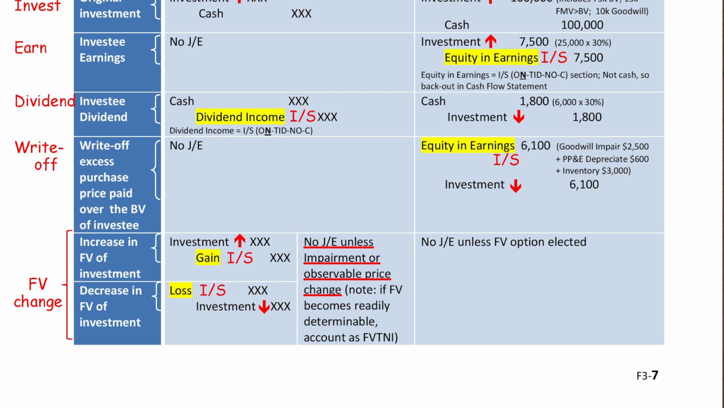Now, under the equity method, again, the fair value changes have no impact. So underline, no journal entry unless the fair value option is elected. And we'll talk about this on the next page.